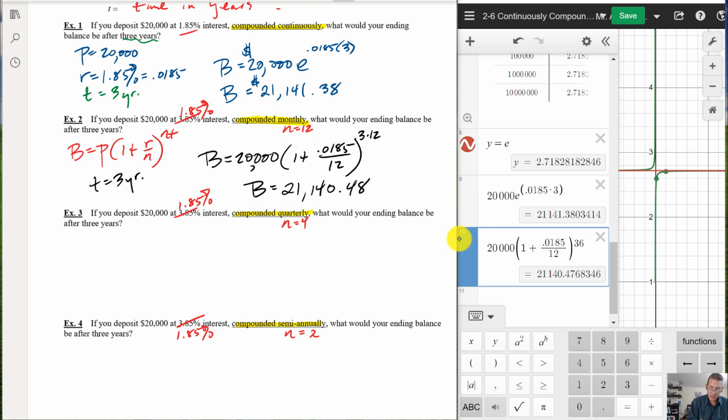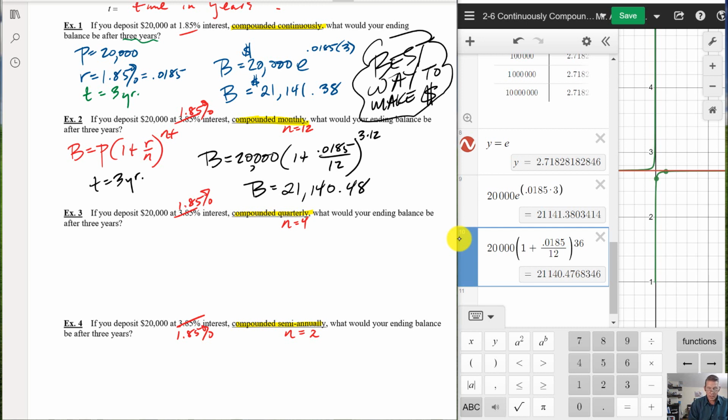$21,140.48. So it's not as good as compounding continuously. This is the best way to make money. Best way to make money. Write that down.